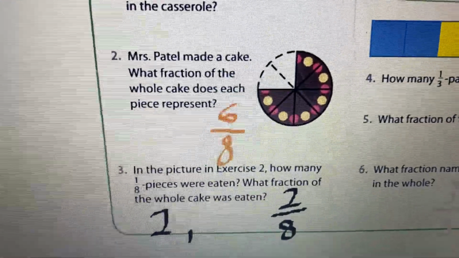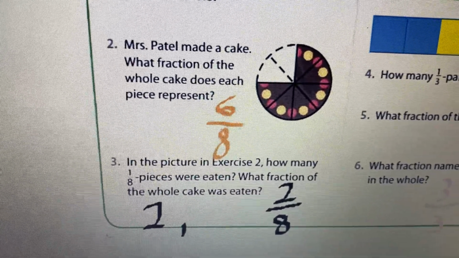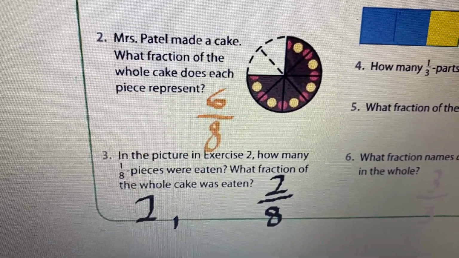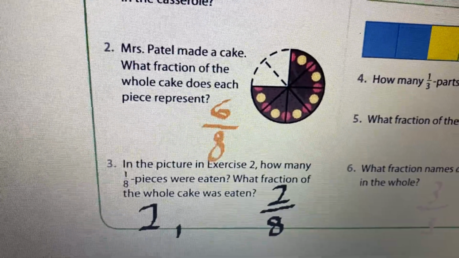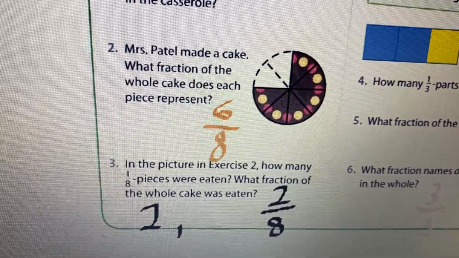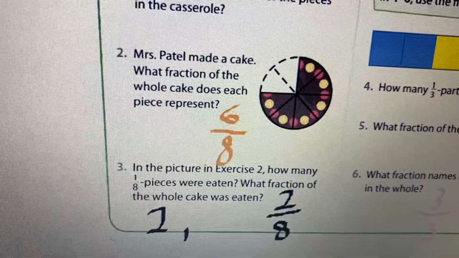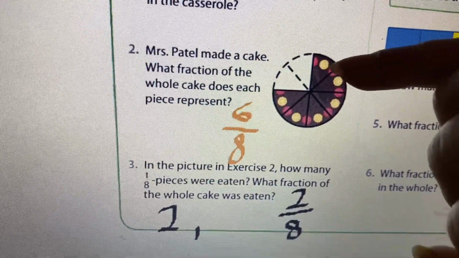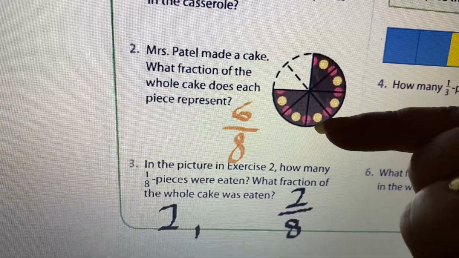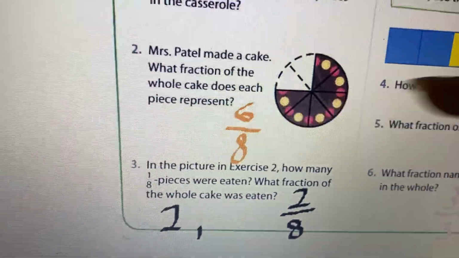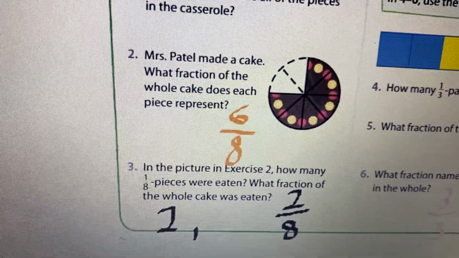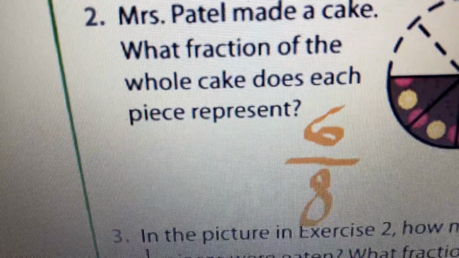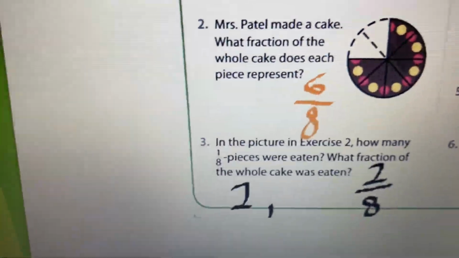Mrs. Petal made a cake. What fraction of the whole cake does each piece represent? I have 1/8, 1/8, 1/8, 1/8, 1/8, 1/8. 6 copies of 1/8. So the fraction is 6/8.